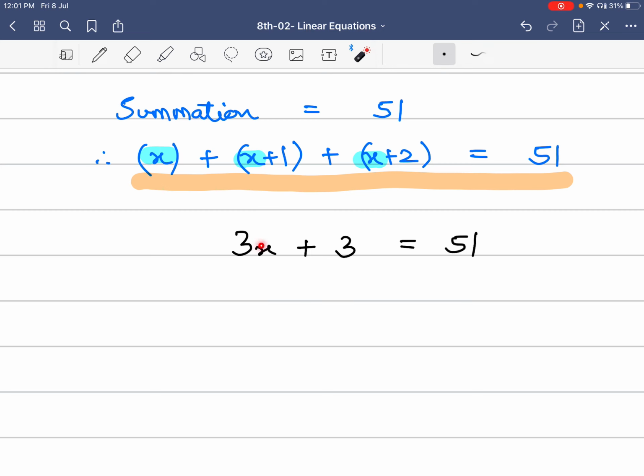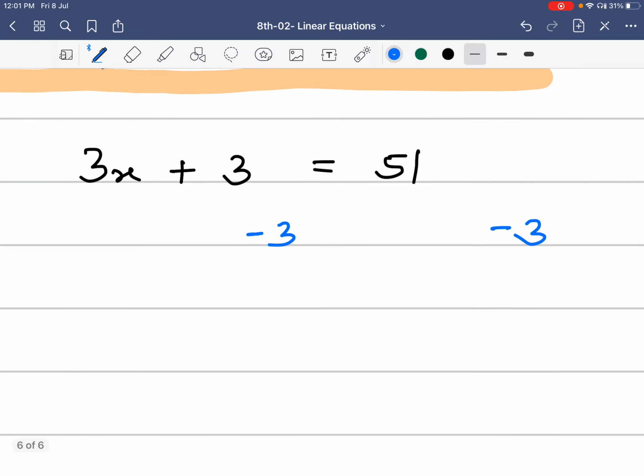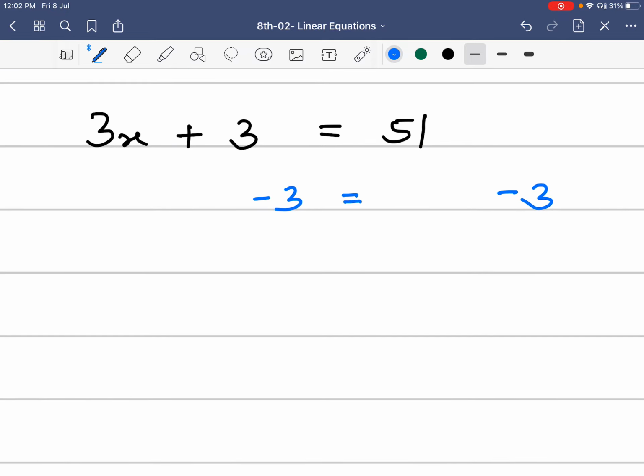Now we have to find the value of x. So we do the same steps that we have done before. First we try to get rid of this plus 3. How is that going to happen? We'll subtract 3 from this side, and since it's an equation, we also subtract 3 from the right hand side, and this is our equal to sign. Important point: do the same operations on both sides of the equation, and the rest of the equation is as it is.